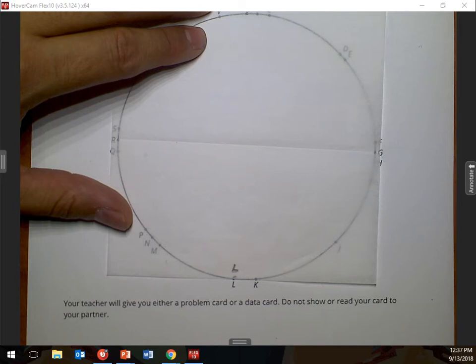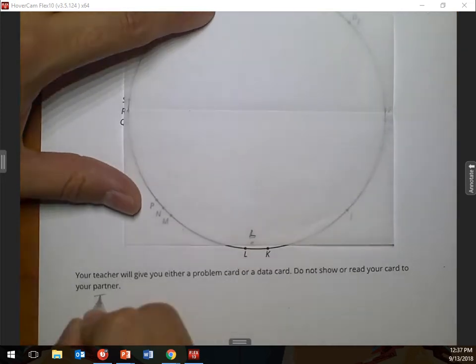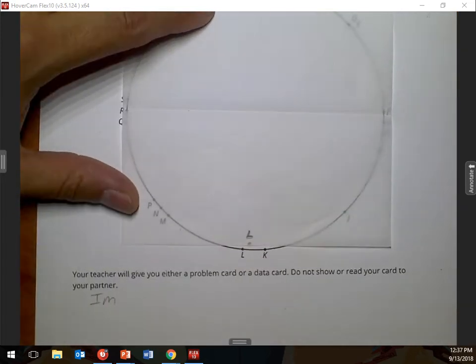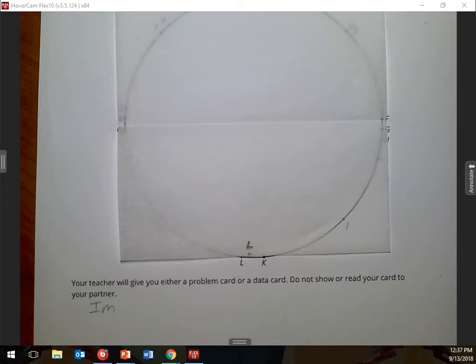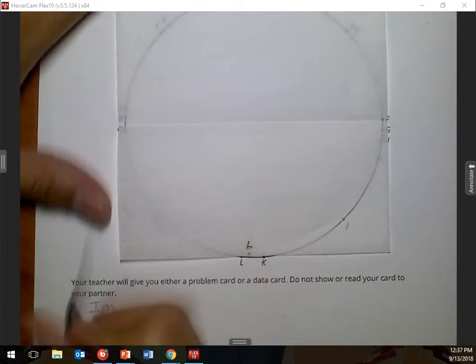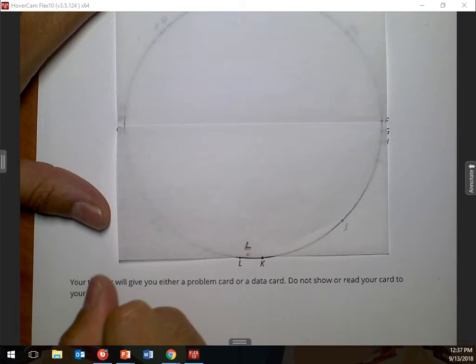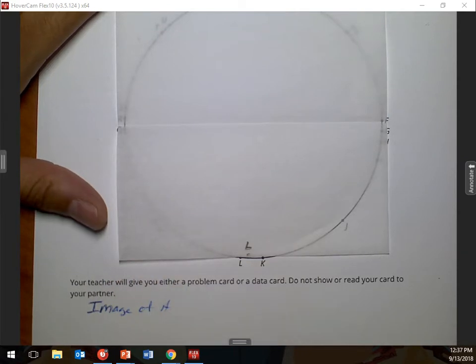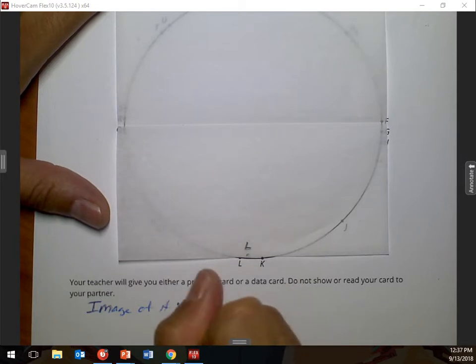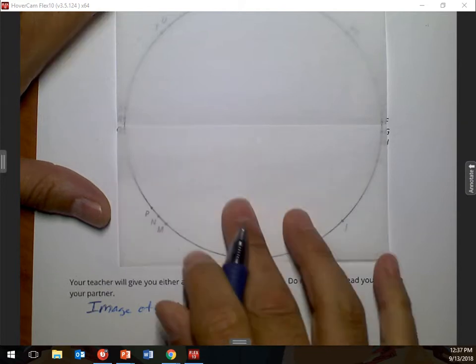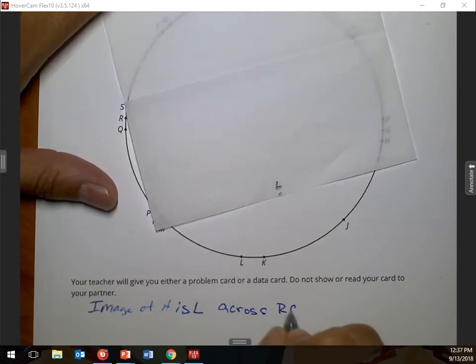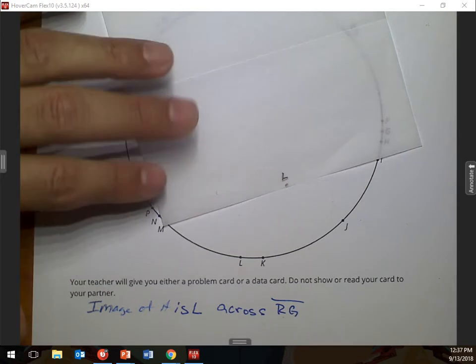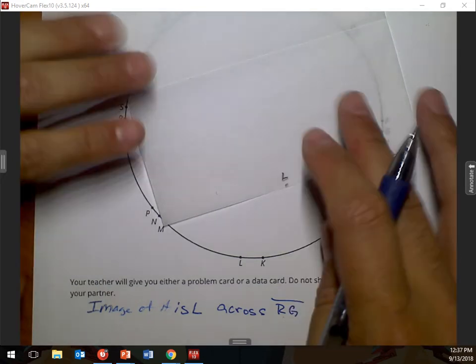So from what I'm writing down, the image of A is L across RG. Is it the same if you put GR? Yeah, same with GR. Okay, so let's try another one.